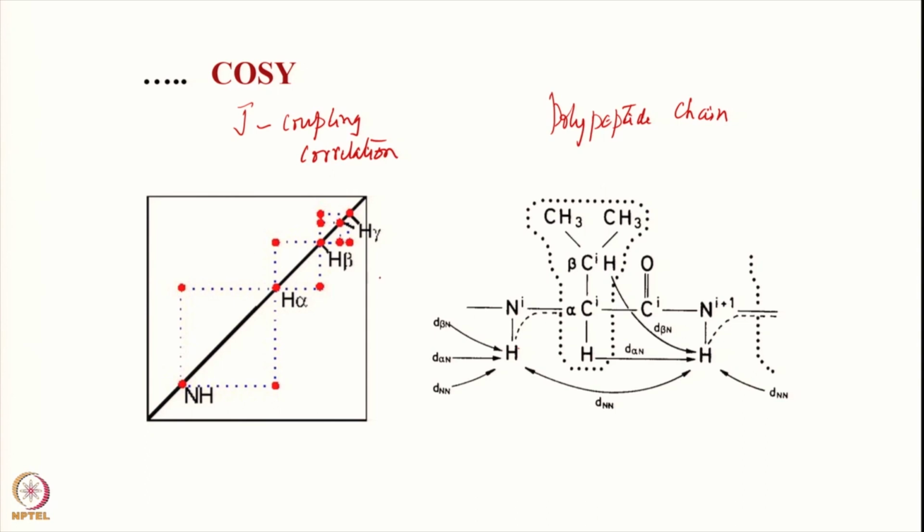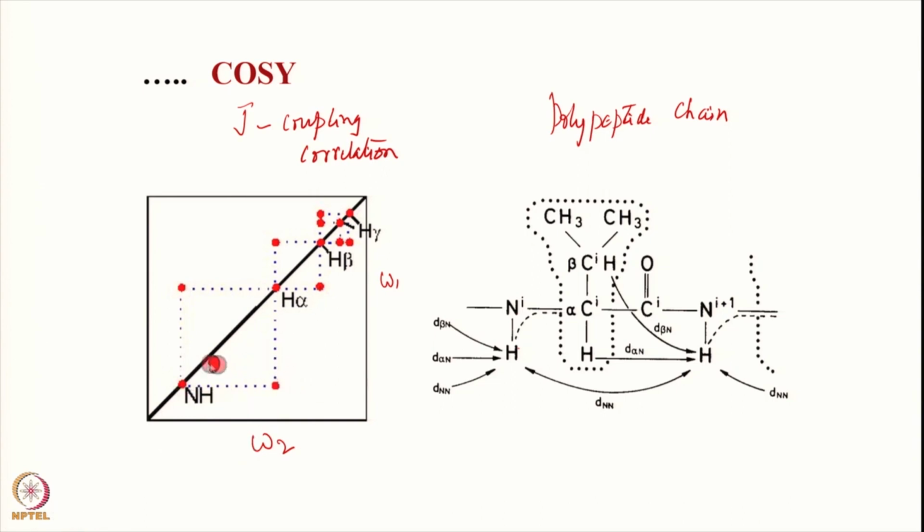If I call this the omega 1 axis, and this the omega 2 axis, then this peak is coming from beta to alpha transfer, and this peak is coming from alpha to beta transfer. This peak is coming from alpha to NH transfer, and this lower one is coming from NH to alpha transfer. Alright.